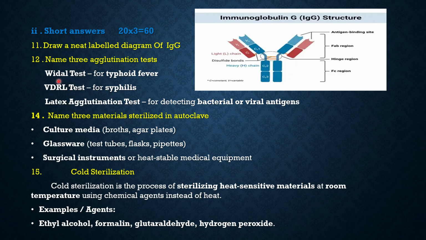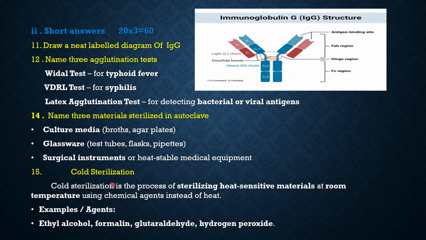So first is Vidal test for typhoid fever, VDRL for syphilis, latex agglutination test for detecting bacterial or viral antigens. And then 14th one, name 3 materials sterilized in autoclave: culture media like broths, agar plates, and glasswares like test tubes, flask, pipettes, surgical instruments, or heat stable medical equipments.